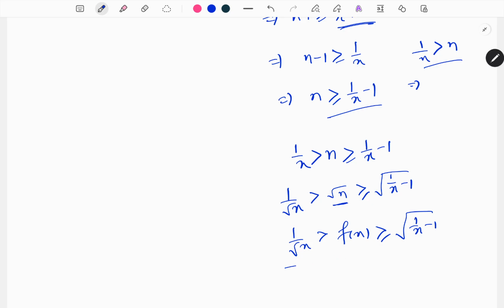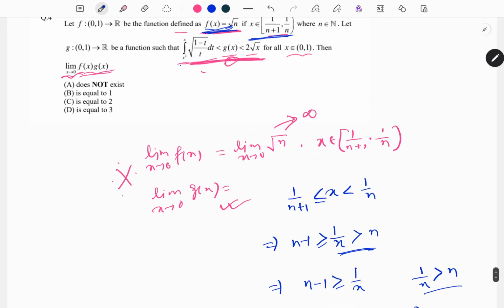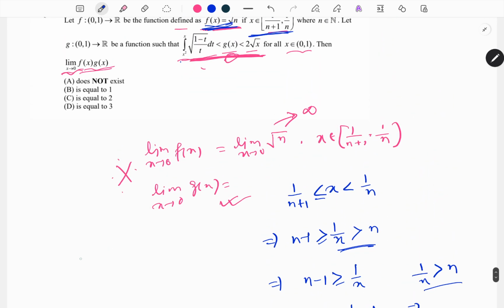Now we can multiply f(x) and g(x). Let's see what g(x) is. The integral from x² to x of √((1−t)/t) dt is strictly less than g(x), which is strictly less than 2√x.